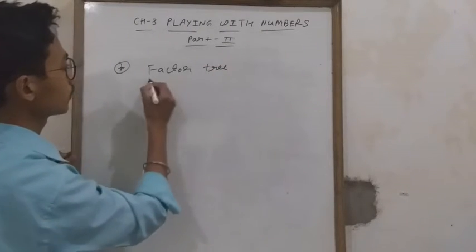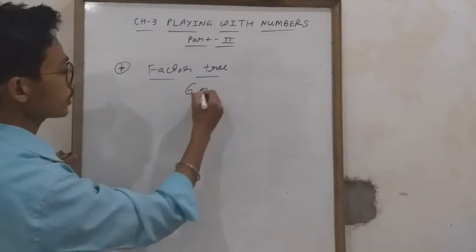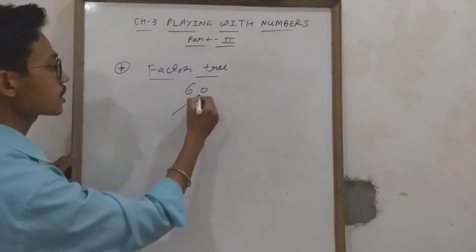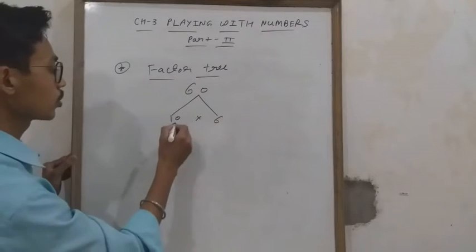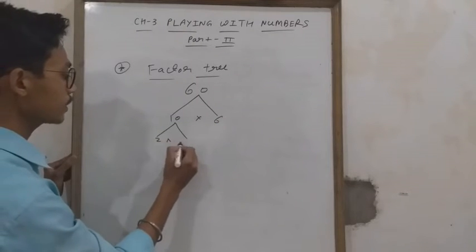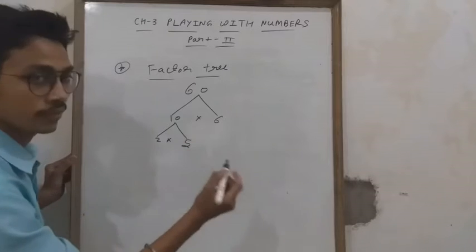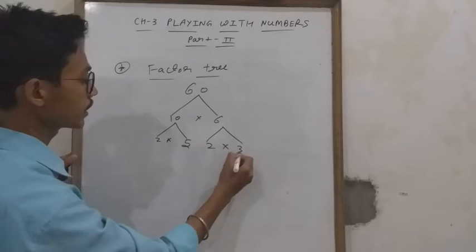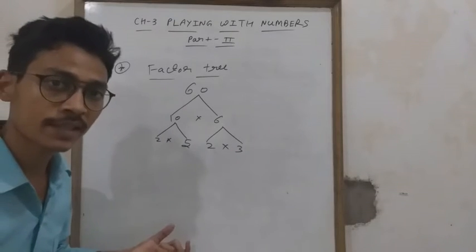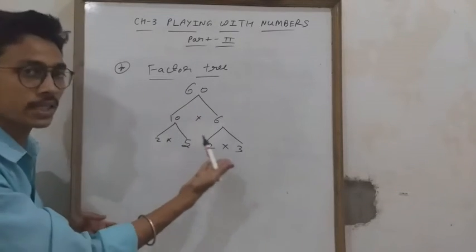Factor tree. See, like 60, I am writing now 60. So here I can write 60 equal to 10 multiplied by 6. Everyone knows 10 you can write as 2 multiplied by 5. This is very easy. And 6 you can write as 2 multiplied by 3. So this is our tree method, students. See, this is like the branches of a tree.